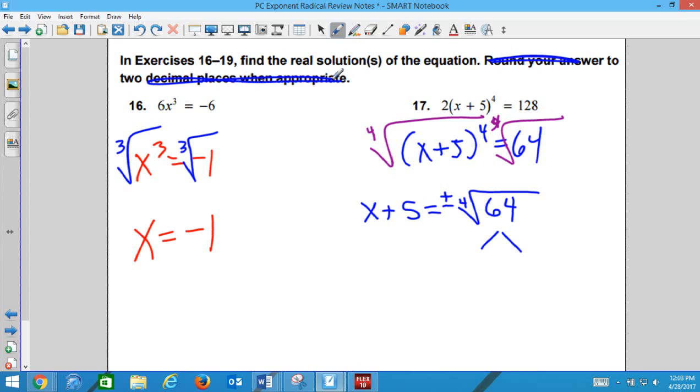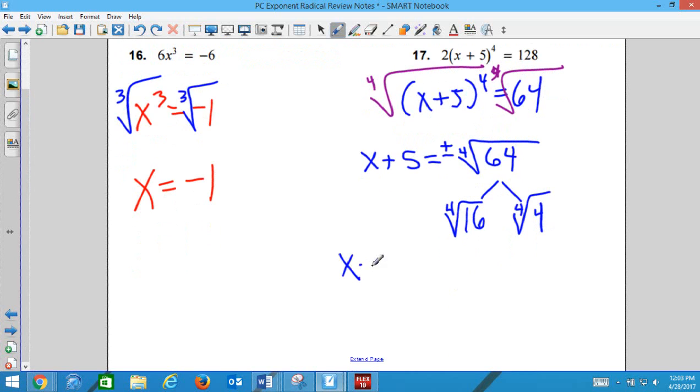So instead, we're going to simplify. We're going to break it down. But when you break it down, you want to take 2 4th roots that multiply together to give you 64. One of them is a perfect 4th root. 16 times what? 4. So I get x plus 5 equals plus minus 2 times the 4th root of 4. But I'm going to tell you right now, that one is not simplified all the way.